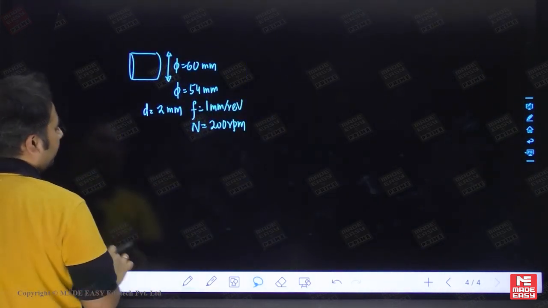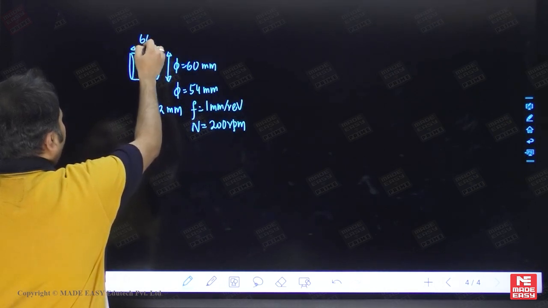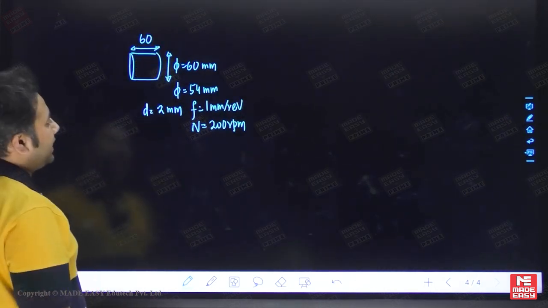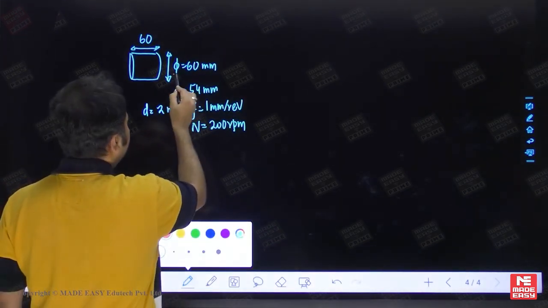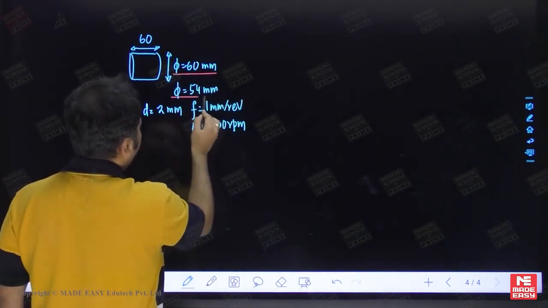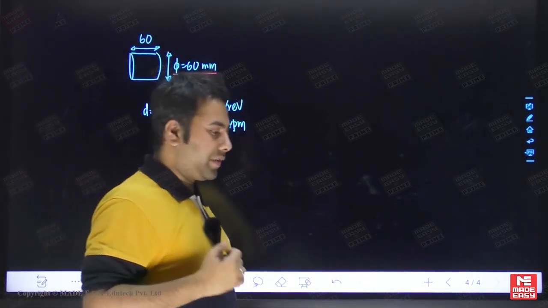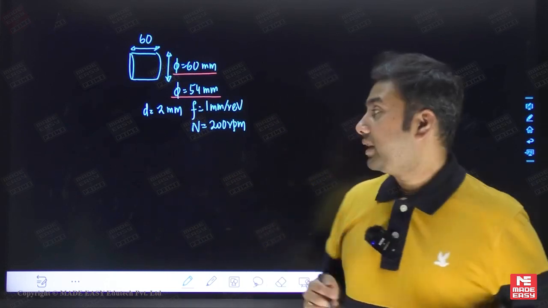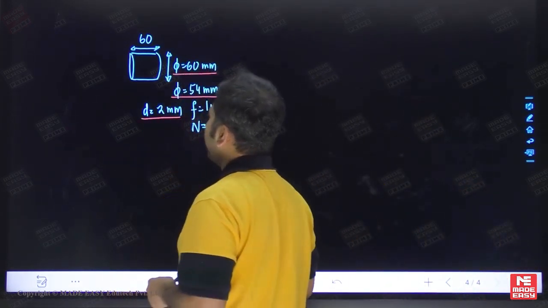So let me come down to the next page. Just look at this condition. We have a length of 60 mm and a diameter of 60 mm. We need to reduce down the diameter from 60 to 54, and the depth of cut given to us is 2 mm. So you will say, sir, depth of cut is not sufficient.